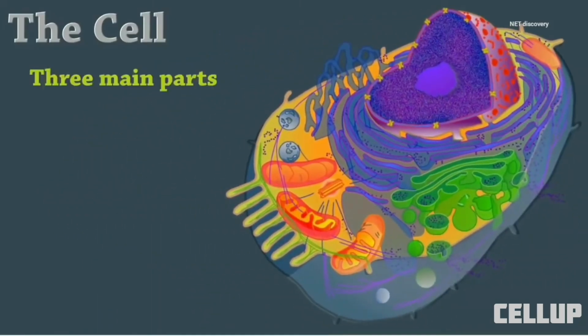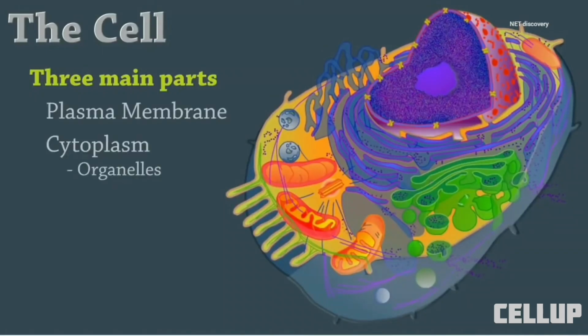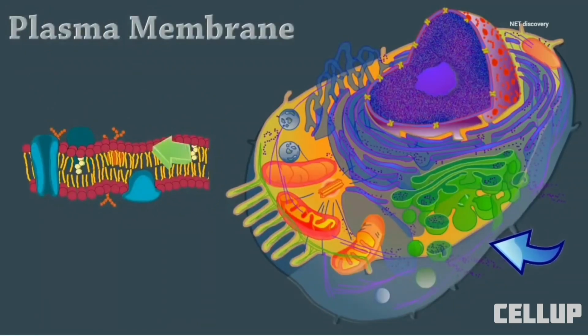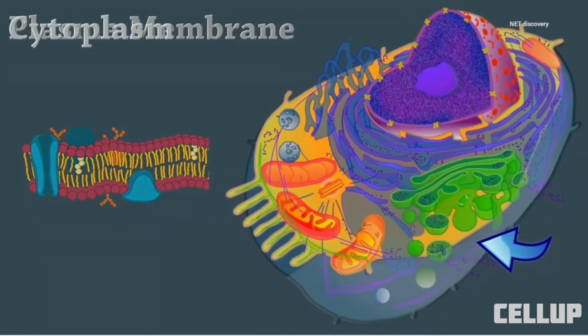All animal cells have three main parts: the plasma or cell membrane, the cytoplasm, which contains the organelles, and the nucleus. The plasma membrane encloses the cell. It's made from a bilayer of phospholipids, cholesterol, and proteins, and it acts as a semipermeable barrier. It creates the cell's internal and external environments.